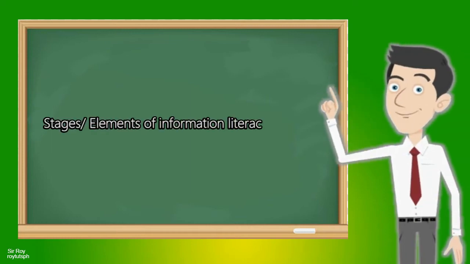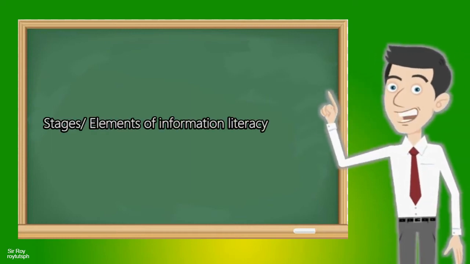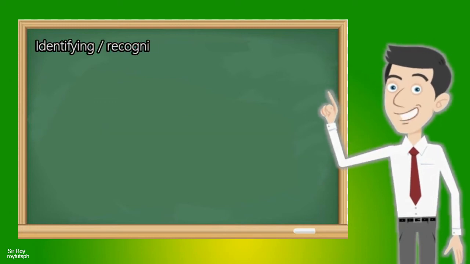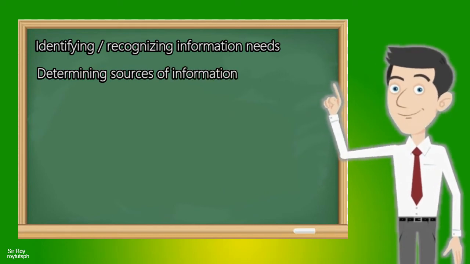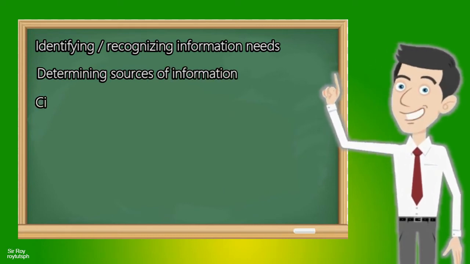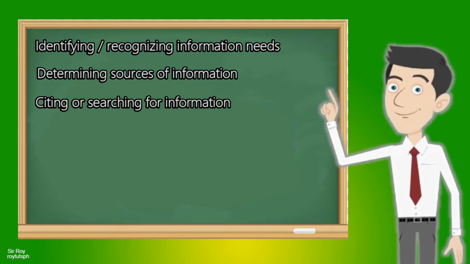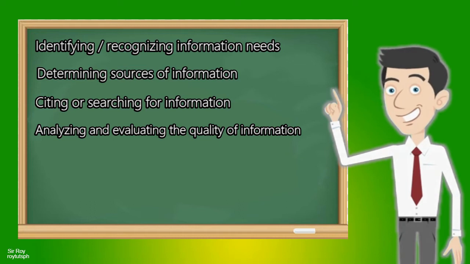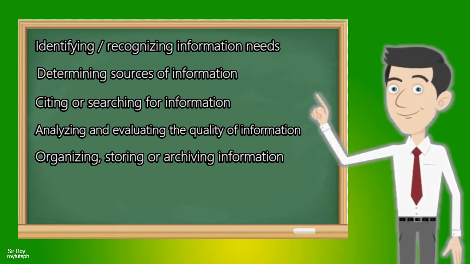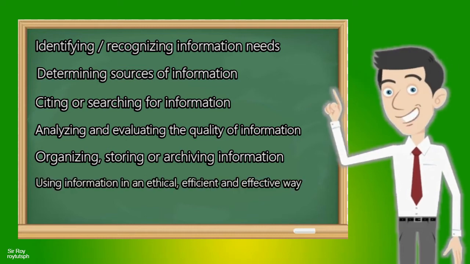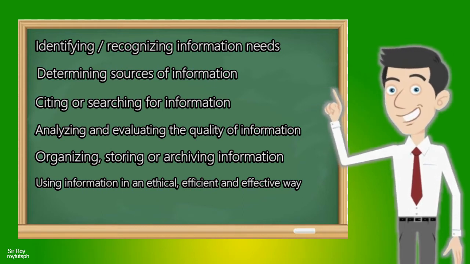So, we have 7 stages or elements of information literacy. First, identifying or recognizing information needs. Second, determining sources of information. Third, citing or searching for information. Fourth, analyzing and evaluating the quality of information. Fifth, organizing, storing, or archiving information. Sixth, using information in an ethical, efficient, and effective way. Seventh, creating and communicating new knowledge.